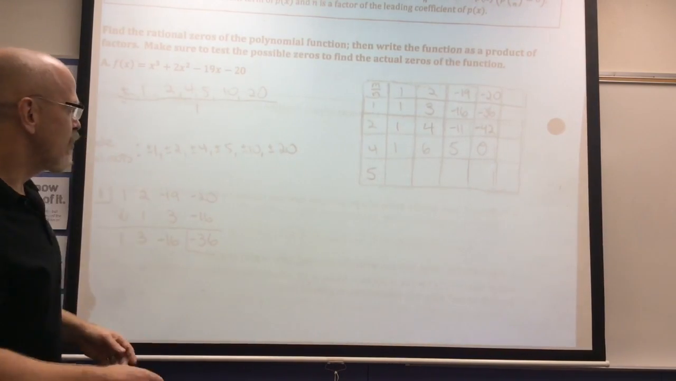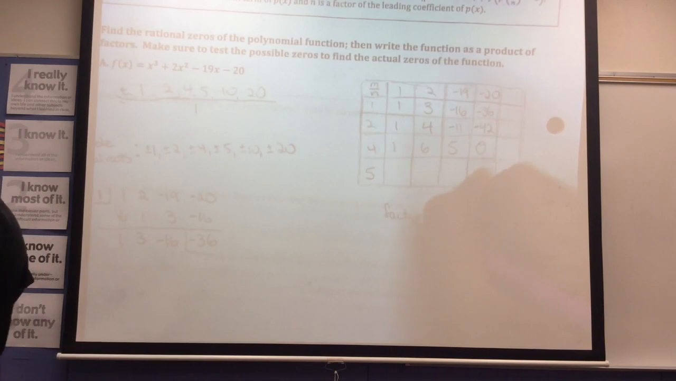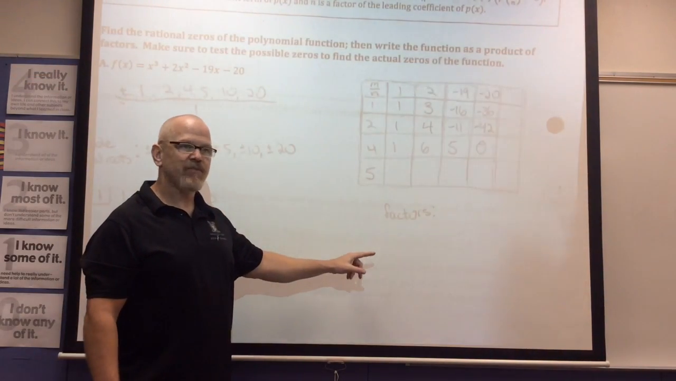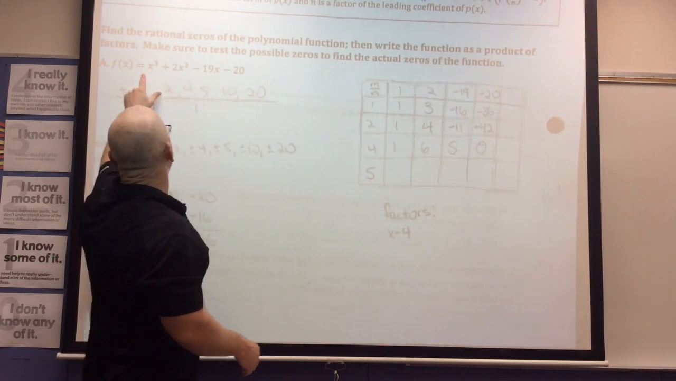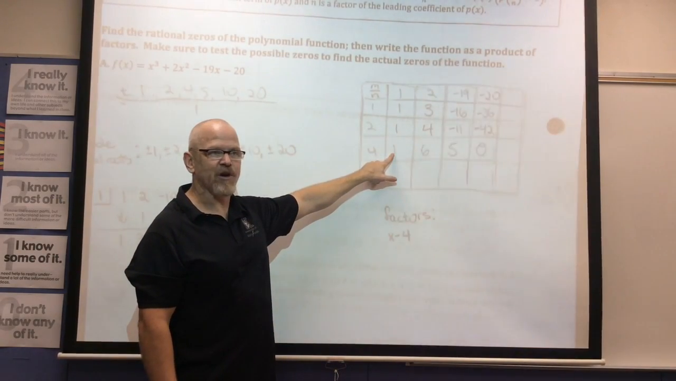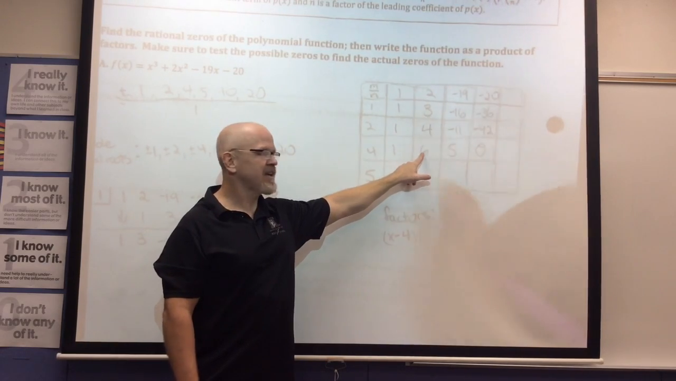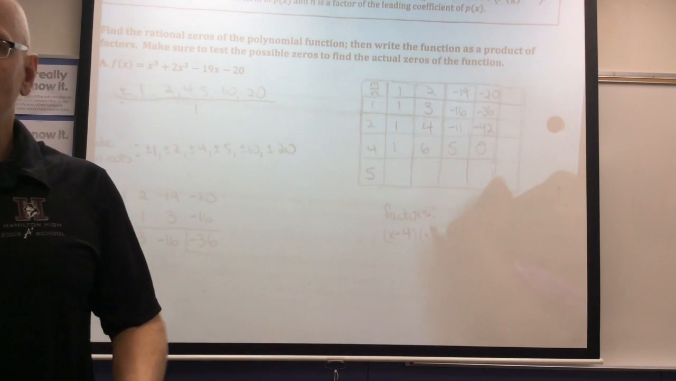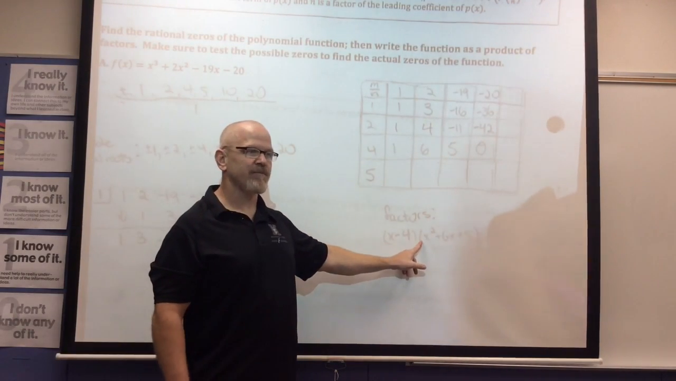So let's list our factors here. We know we've got a root of 4. Since the root is 4, our factor is x minus 4. And since it started off as a cubic, in parentheses next to it we'll put x squared plus 6x plus 5. So right now, we've taken that cubic equation and factored it into a first degree equation and a second degree equation.